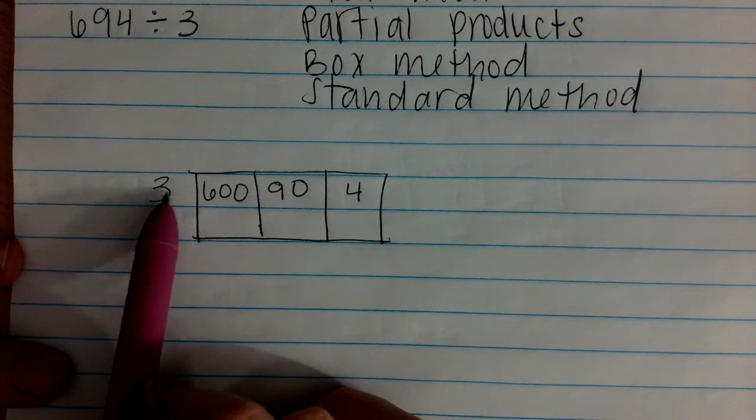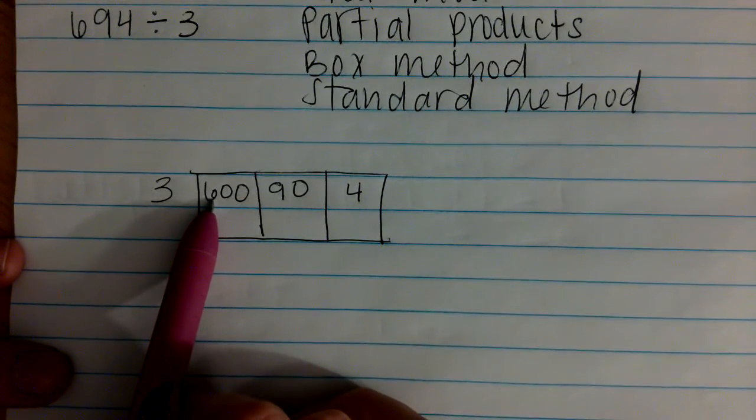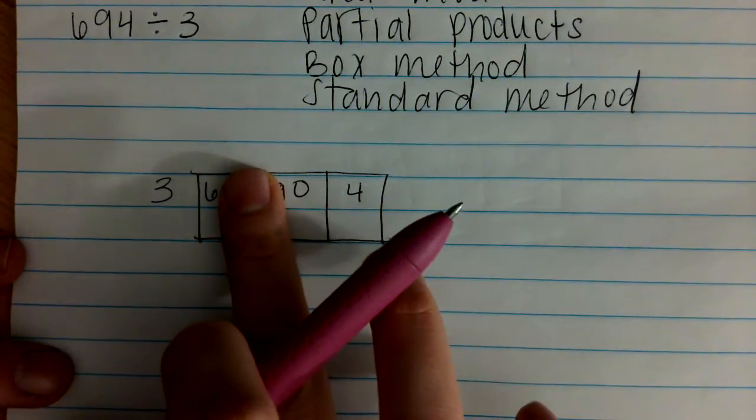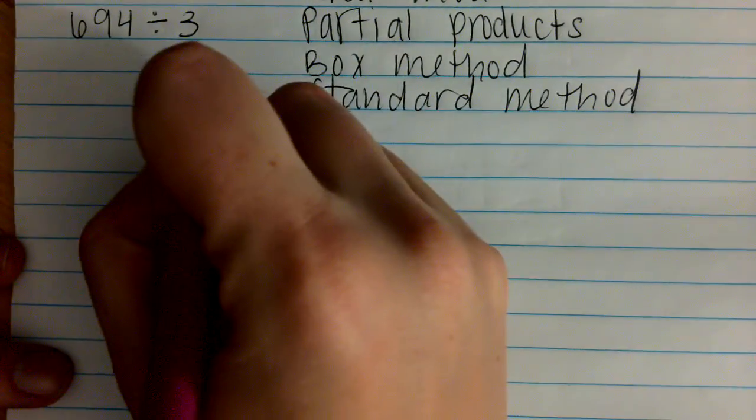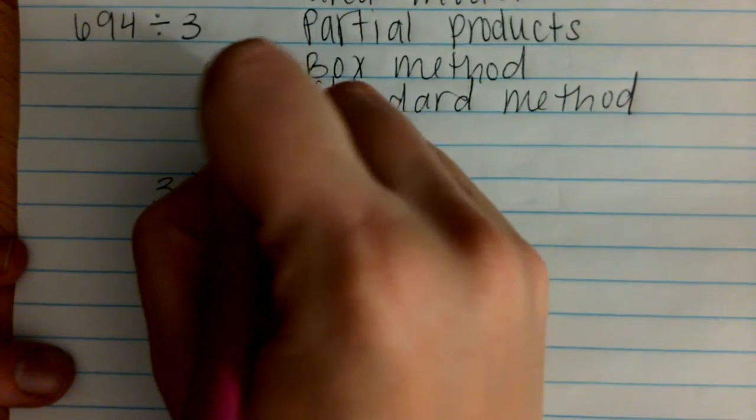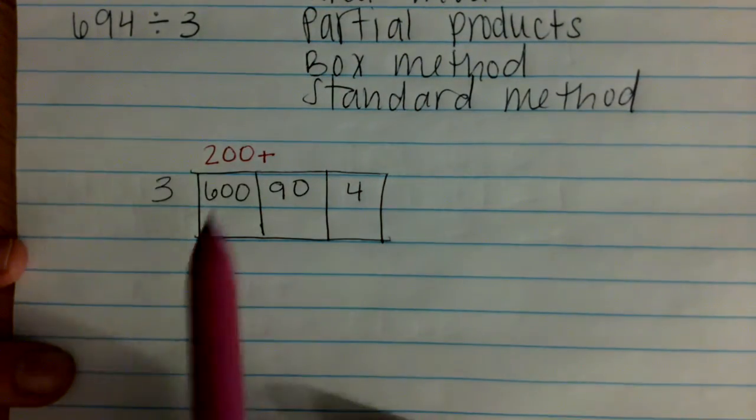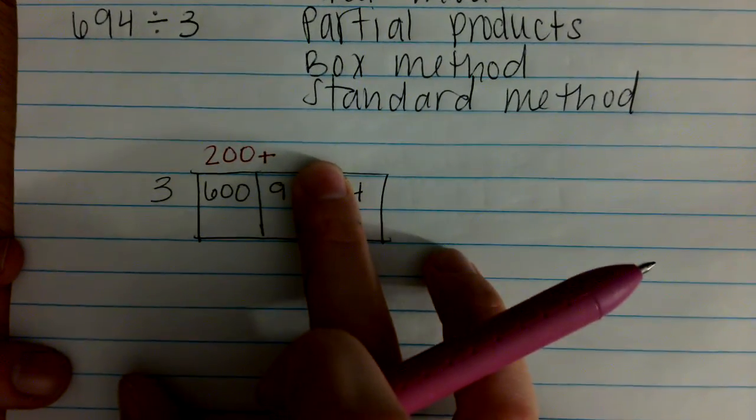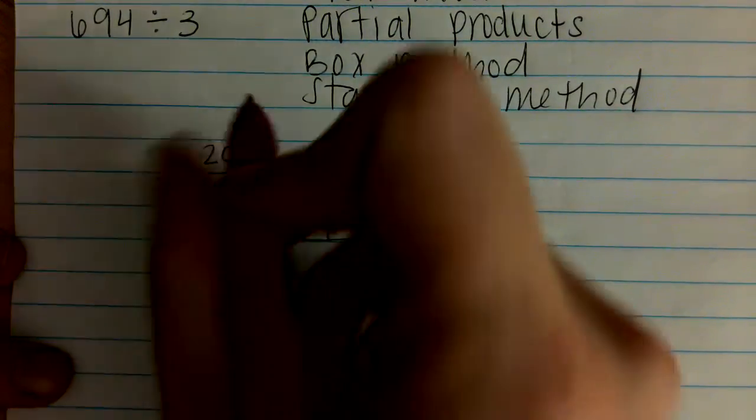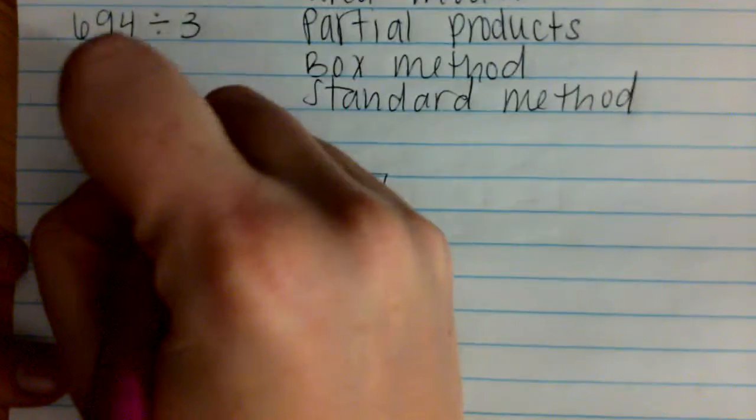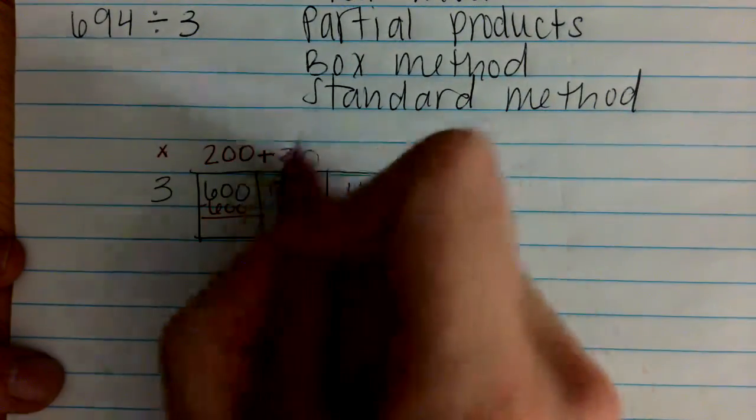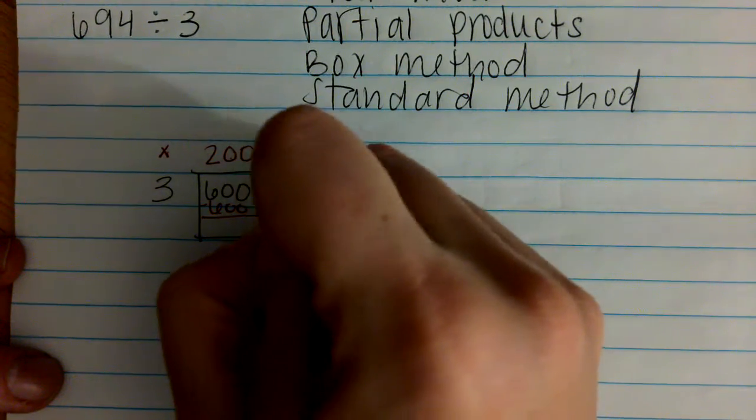So, how many times can 3 go into 600? Well, if I cover up my zeros, 3 goes into 6 two times. Add my zeros, that's 200. 3 goes into 90. Well, 3 goes into 9 three times. Add my 0, so that'd be 30. Okay, so 200 times 3 is 600. 30 times 3 is 90.